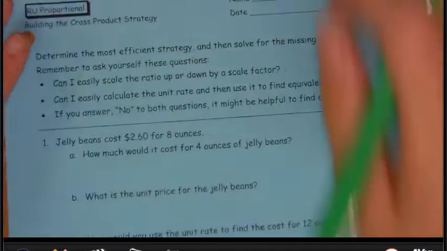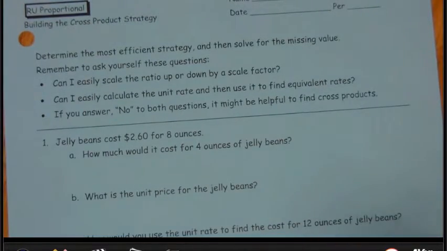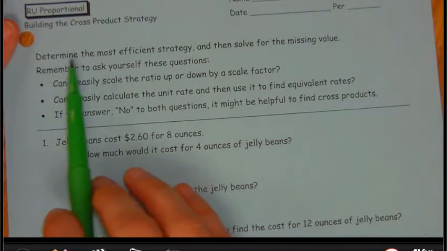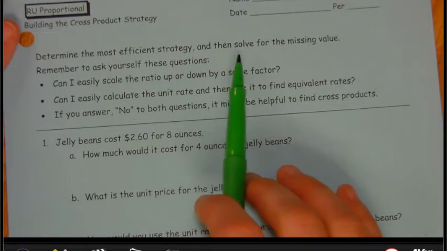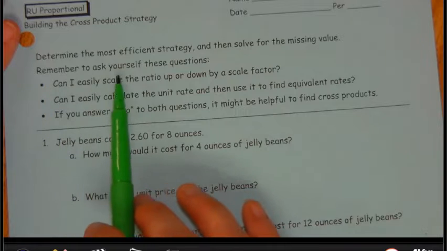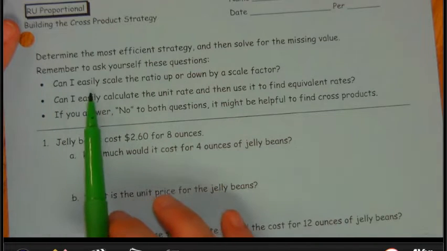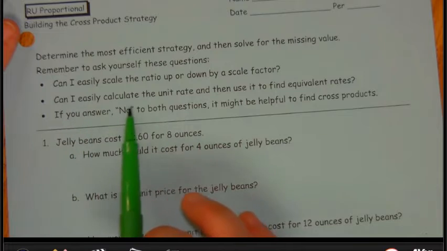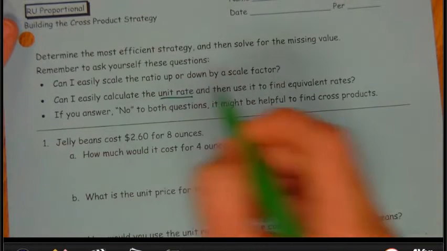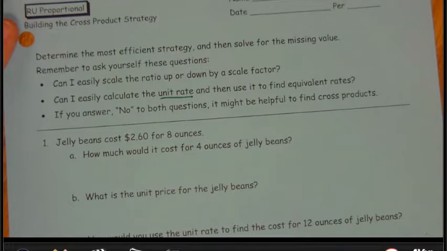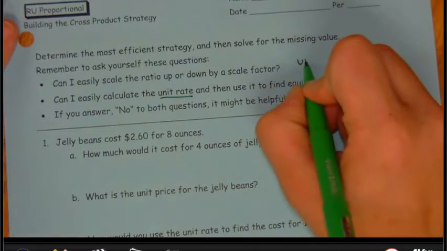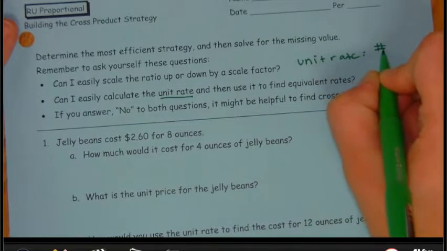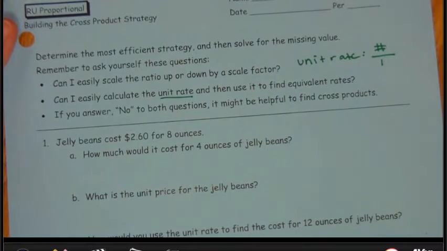All right. So if you would please grab out your worksheet for built-in cross-product strategy. It says determine the most efficient strategy and then solve for the missing value. Remember to ask yourself these questions. Can I easily scale the ratio up or down by a scale factor? Can I easily calculate the unit rate and then use it to find equivalent ratios? And remember, unit rate is a number over one or a number out of one.